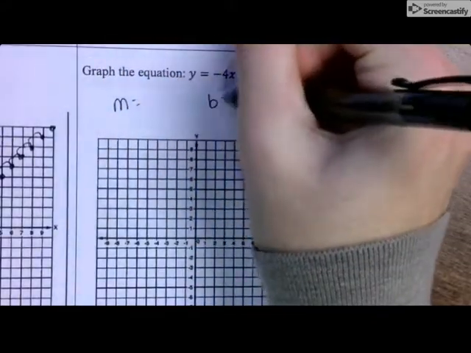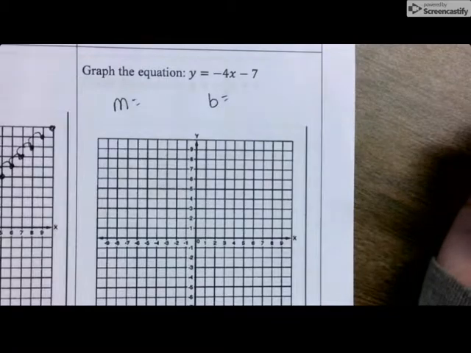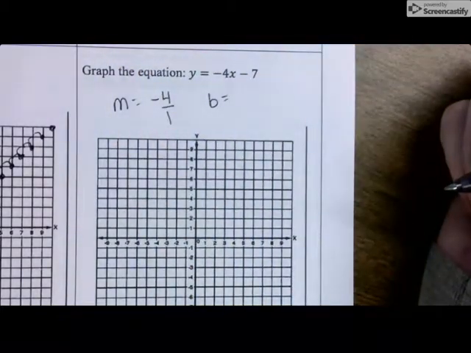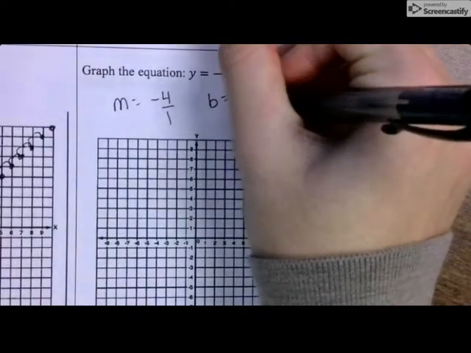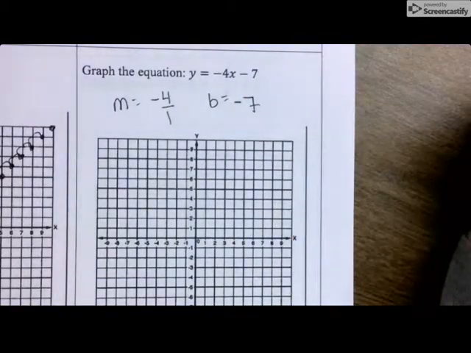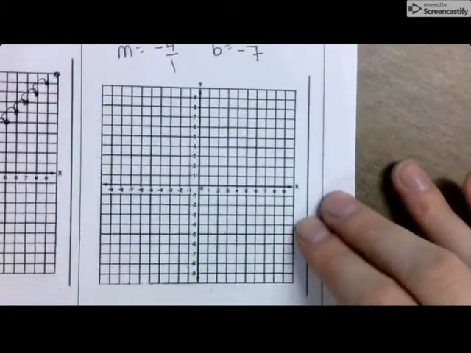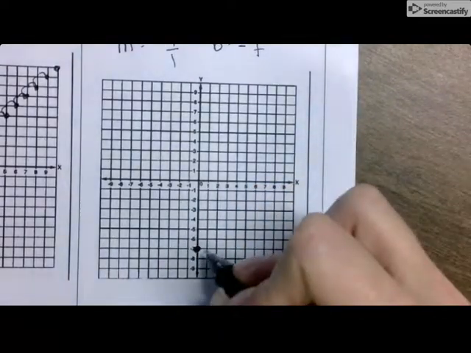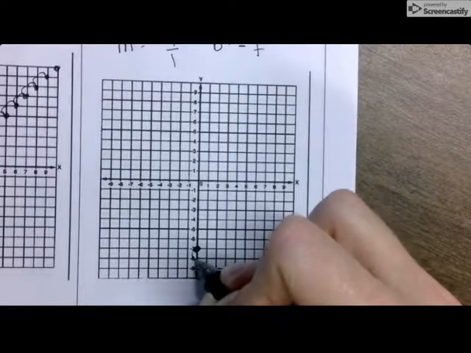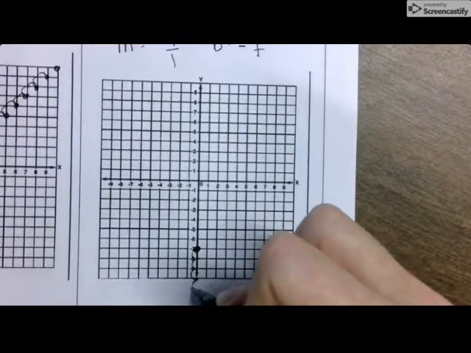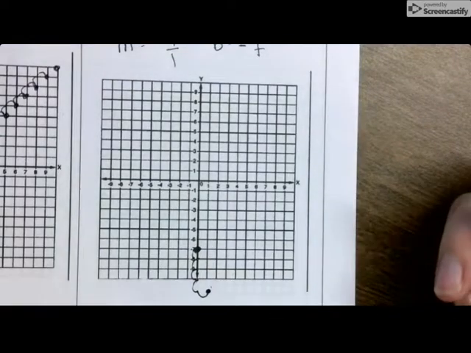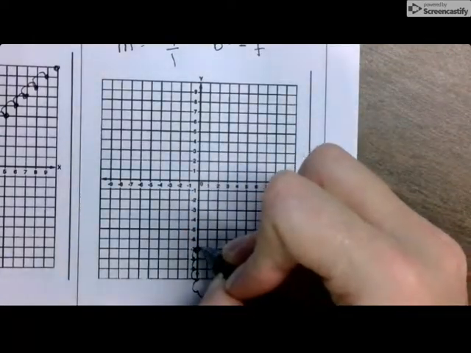And then on this one, what's our m and what's our b? Our m is negative 4, and I'm going to put it over 1. Again, I'm going to try and always make it a fraction, just so that I don't even have to think about it here in a minute. And then our b is negative 7. So I'm going to plot negative 7 all the way down here. And then I'm going to go 1, 2, 3, 4, and right 1. And that's already off the graph, so that ain't going to work. So I'm going to have to do the opposite.